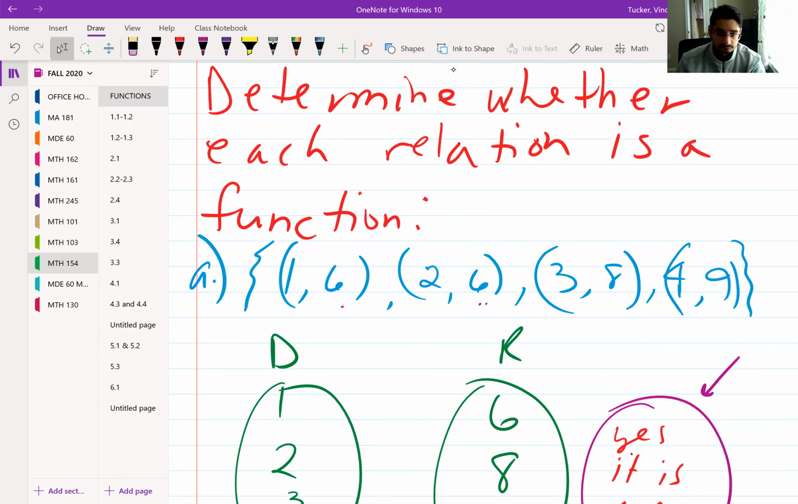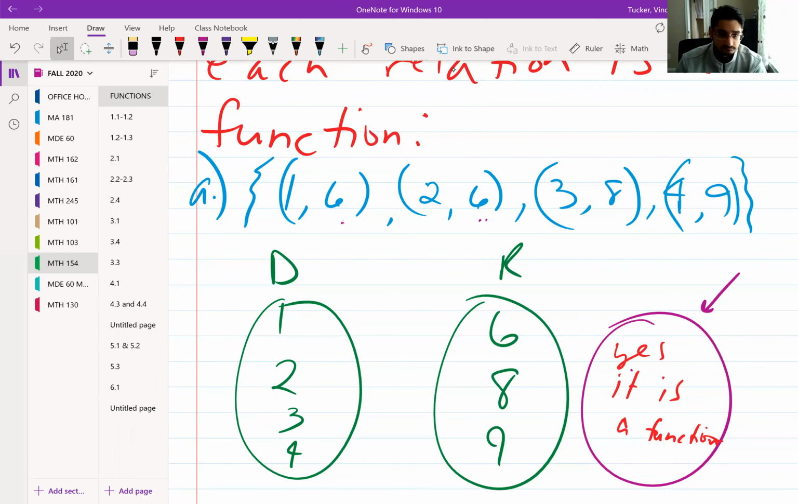All right, so I would do a mini mapping of what our domain going to our range will look like. Here we have our domain. Domain is 1, 2, 3, 4. Our range is 6, 8, and 9. So we don't have to write 6 twice. You know, it's already there once. That's good enough. So now what you're going to ask is, remember, to be a function, each element in your domain has to go to one value in your range, or one element in your range.